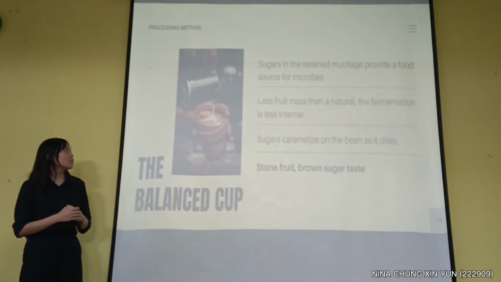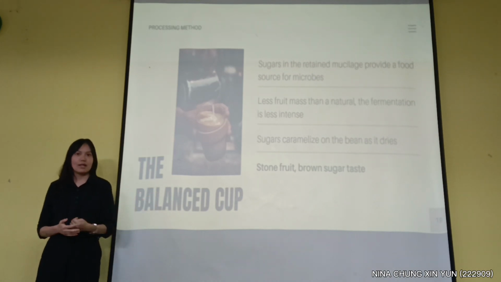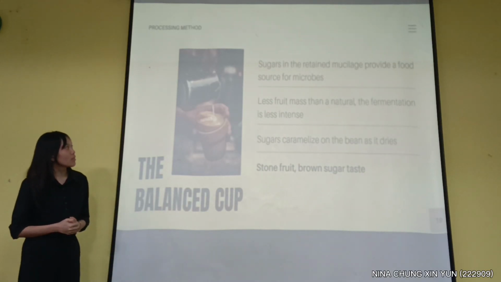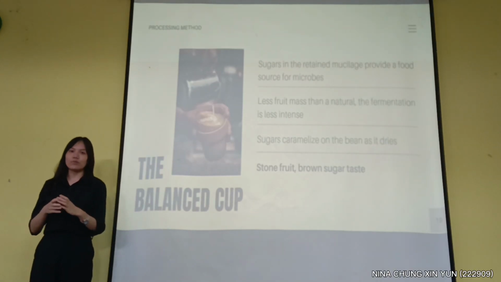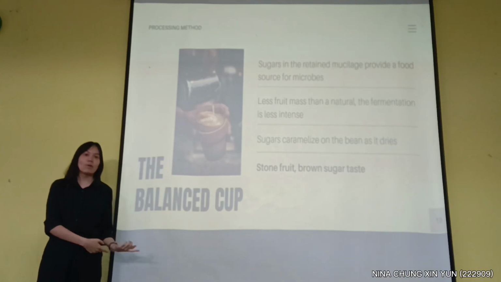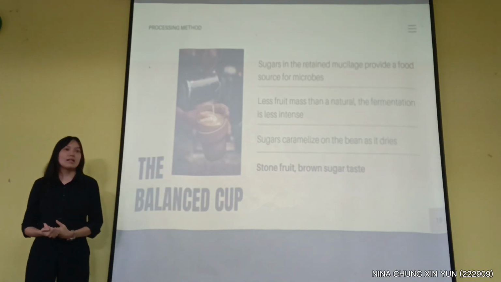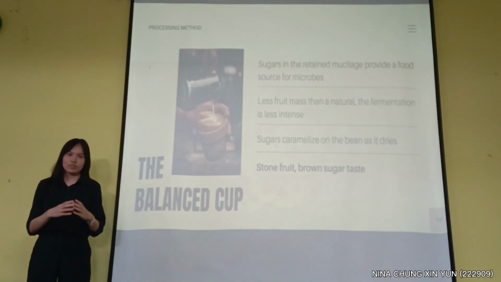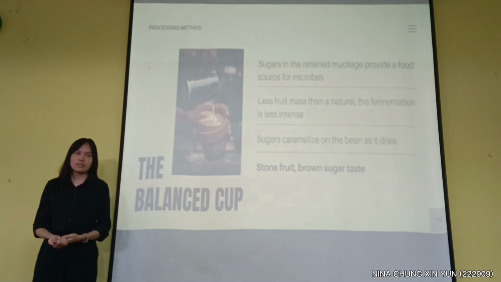So the coffee with this processing method will have a brown sugar taste, and this is because the sugar in the mucilage layer provides a food source for the microbes, but it's actually less than the natural one. So the fermentation is actually less intense, and as the beans dry, the sugar on the surface caramelizes, giving sweetness.